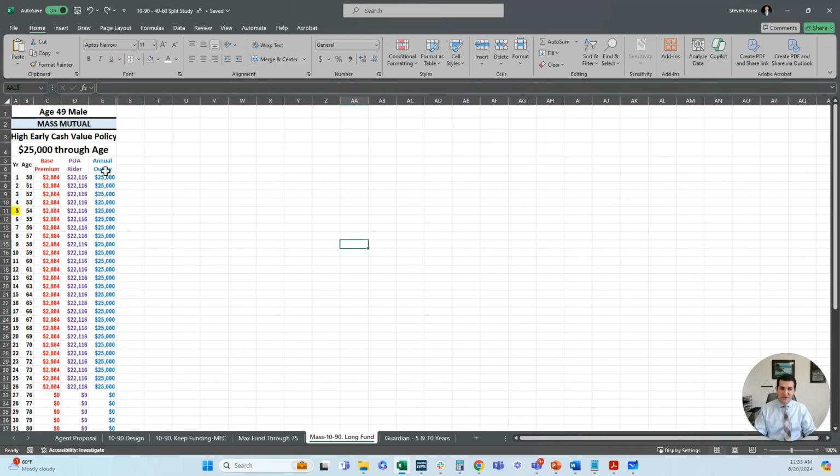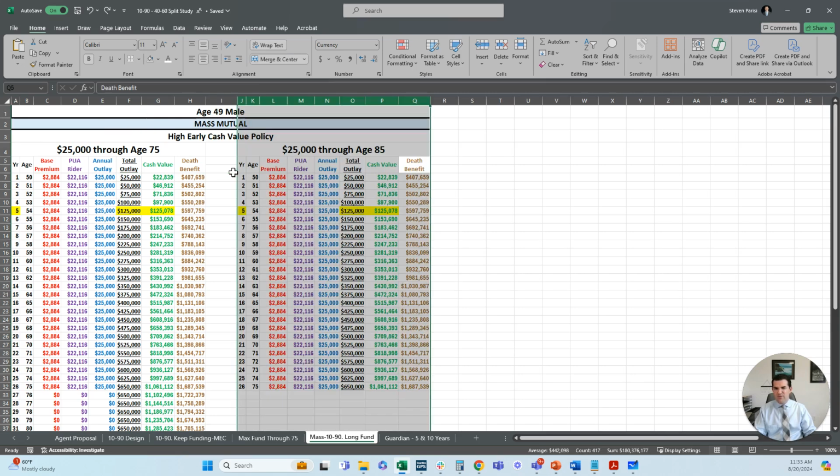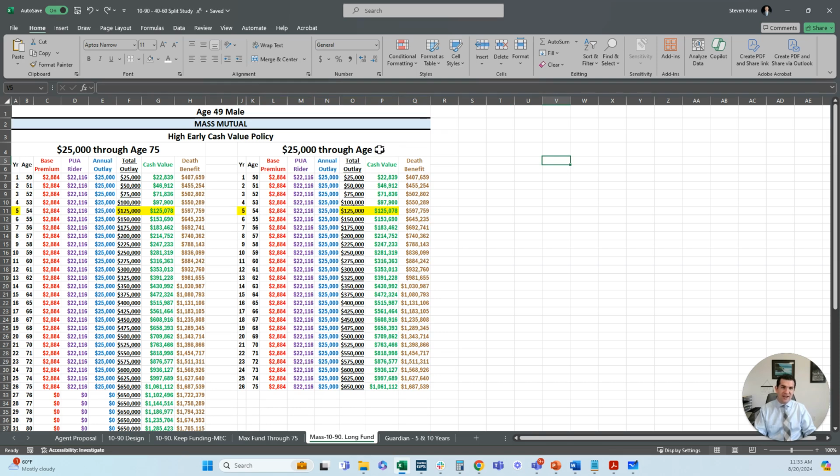This is the Mass Mutual policy we just looked at. $25K per year through age 75. Break even year 5. Cash value close to right around 90% in the first year. Here's the other illustration. What if I want to go longer? Same product, same setup, didn't do anything differently. I can decide this after I start.